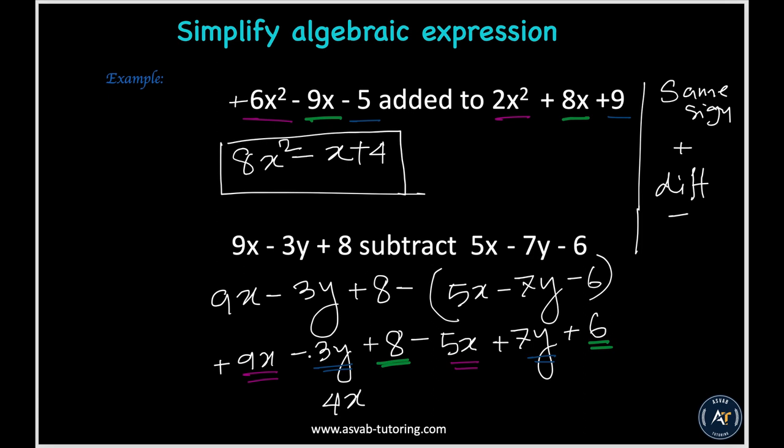Now you have 3y and 7y. Do they have the same sign? No, they have different signs, so you need to subtract. 7 minus 3 is 4, but you have the positive sign in front, so you need to put plus 4y. Right, now you need to combine the constants. So 8 plus 6 is 14. Okay, make sense? So let's go to the next topic.